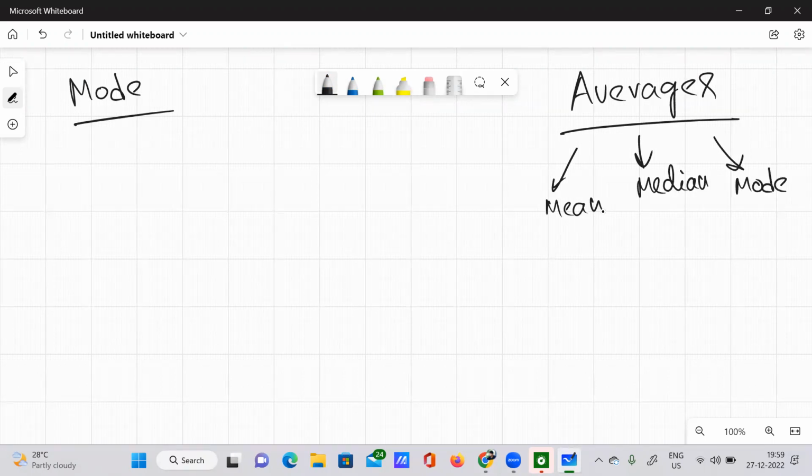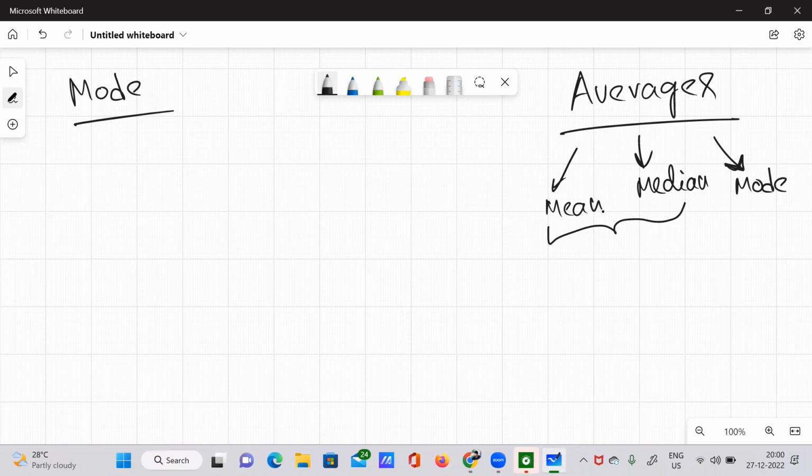Up till here I have already covered what is meant by mean and median. Now, in this video, I'll be focusing on mode. So, what is mode? The textbook definition of mode is the most occurred value. In layman terms, we can say it is the most occurred value.